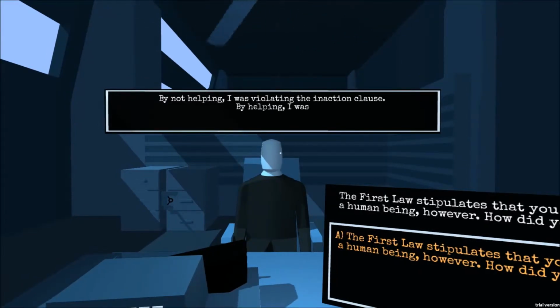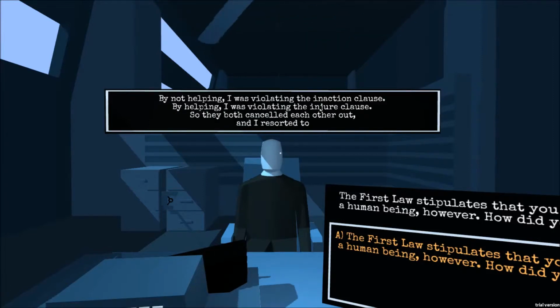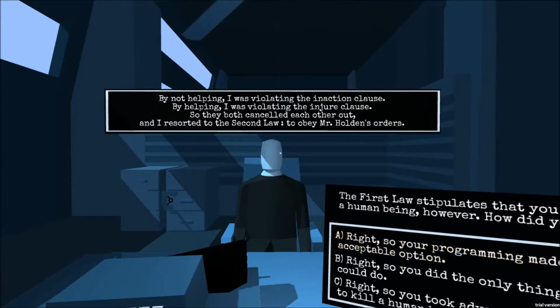By not helping, I was violating the inaction clause. By helping, I was violating the injure clause. So they both cancelled each other out, and I resorted to the second law, to obey Mr.